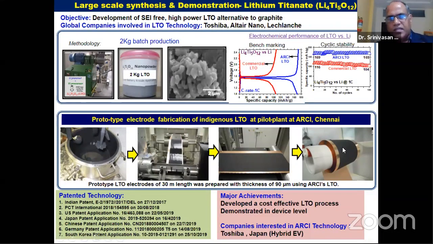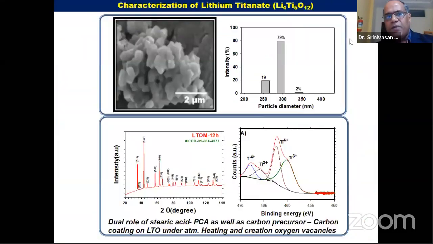Considering the uniqueness in terms of synthesis, material property and performance, we have filed this LTO technology as an Indian patent, as well as 5 foreign patents. The major achievement is a cost-effective LTO process, which we have demonstrated at the device level. The highlight is that we can synthesize nearly 150 nanometer size particles, with a uniform distribution of nearly 80%.